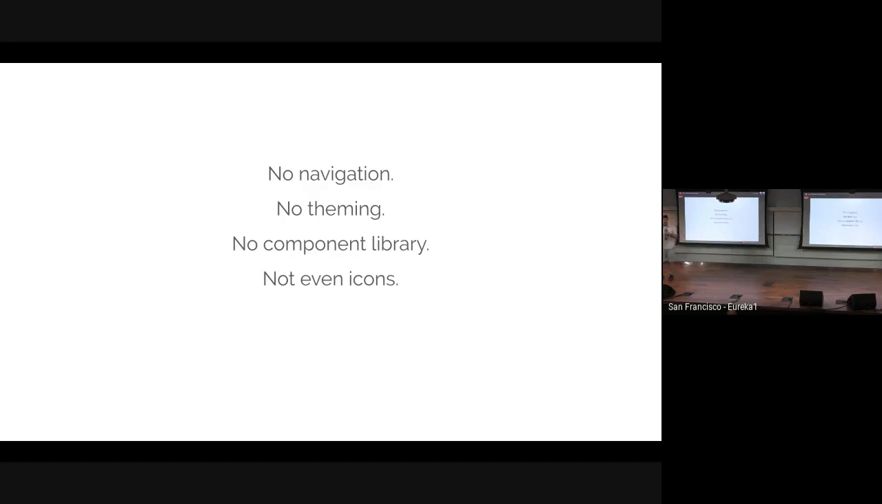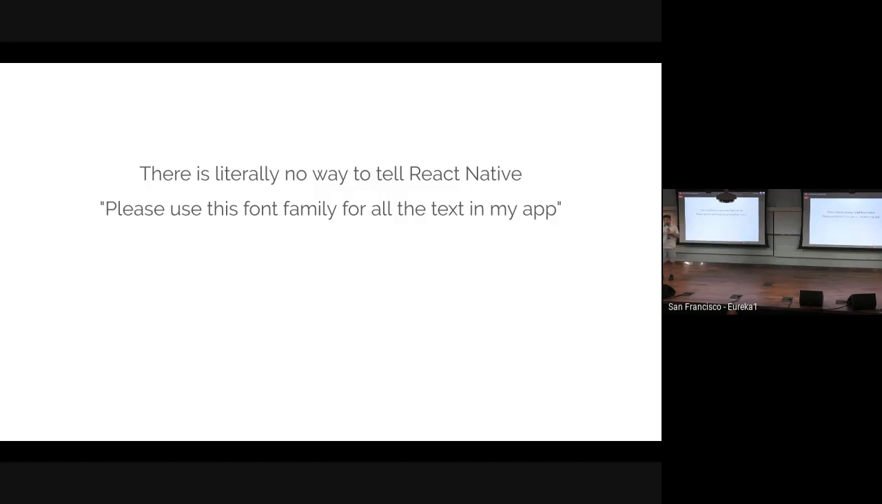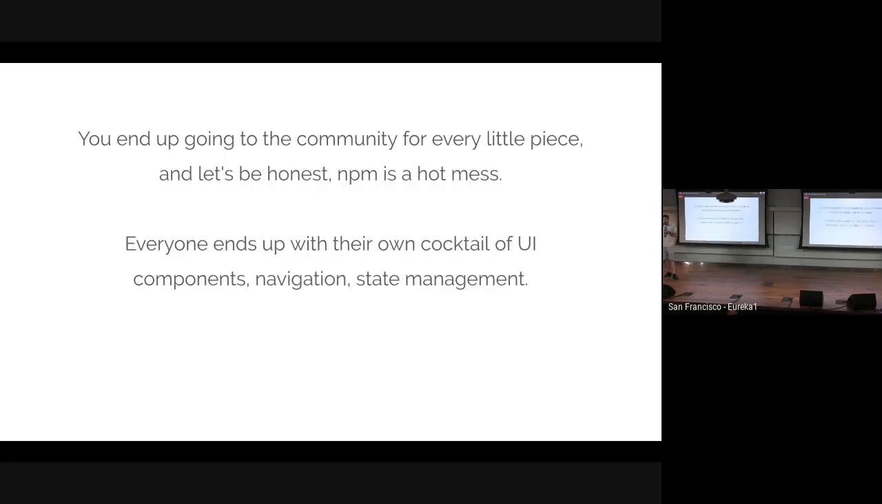So you don't even have an icon. There is literally no way to tell React Native, please use this font family across my entire application, on my buttons and my text inputs and my placeholders and my headings and my alert dialogs. You can't. You have to roll your own theming library or find one on the web. And so you'll think to yourself, well, I'm really lucky that I live in a world where so many things exist on the web that are fantastic. And then you see NPM and you're like, NPM is a hot mess, right?